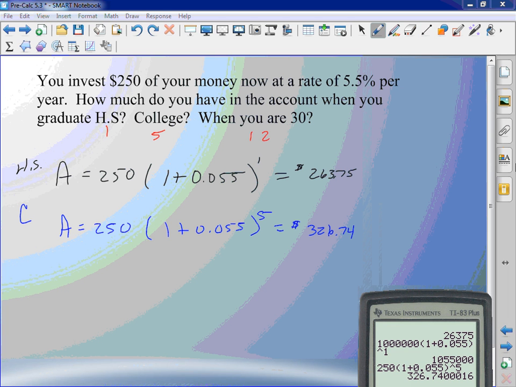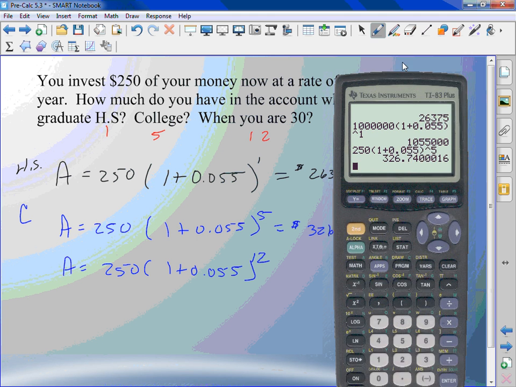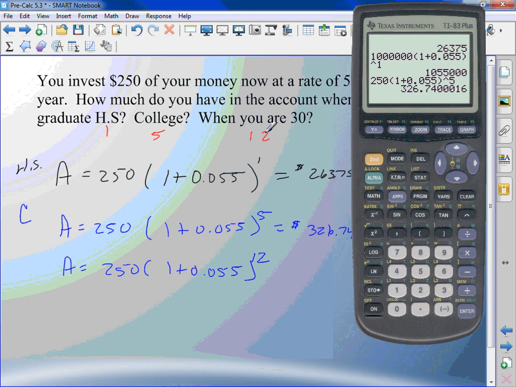For when you turn 30, A equals 250, 1 plus 0.055. Some of you are 12, some of you are 13, whatever. Put 12. I should not have to retype this. If you're smart, once you get the first setup, you write it. Then in here I go second, enter, change the 5 to a 12. When you turn 30, there will be $475.30. So you almost doubled your money.